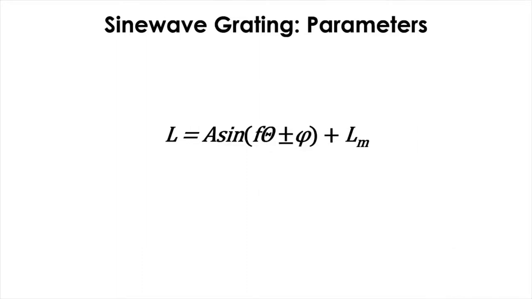So one of the reasons why the sine wave grating is so popular in neuroscience and psychophysics is that the sine wave grating is mathematically very well defined, so it is very easy to manipulate and change the aspect of the grating that corresponds to a specific parameter of vision. So here we have the full equation to completely specify a sine wave grating. So the luminous profile of the sine wave grating L is a function of the amplitude.